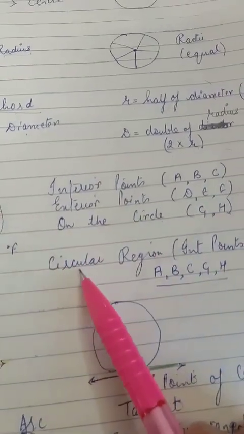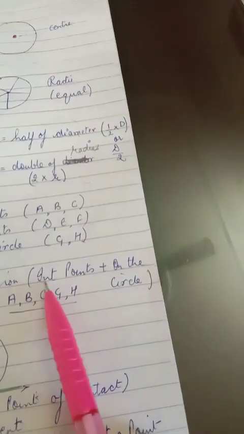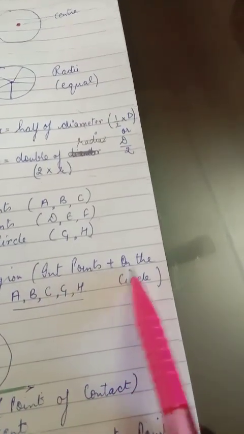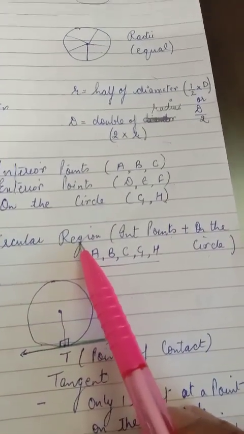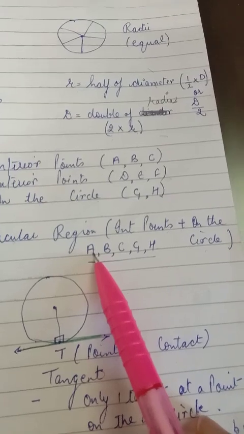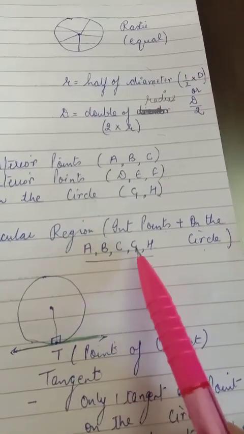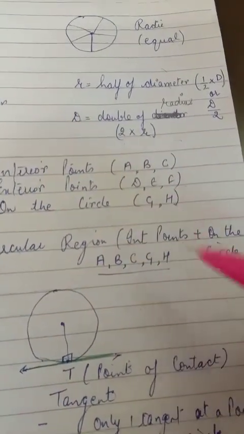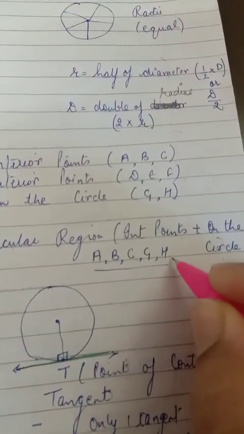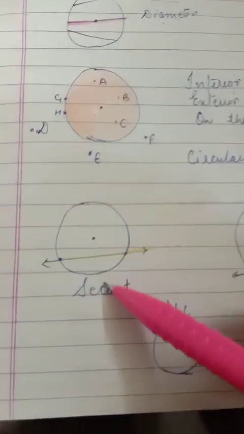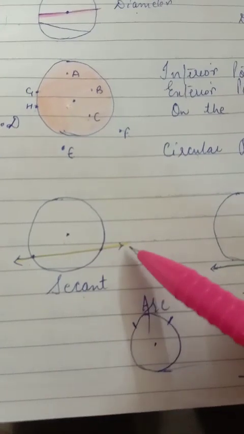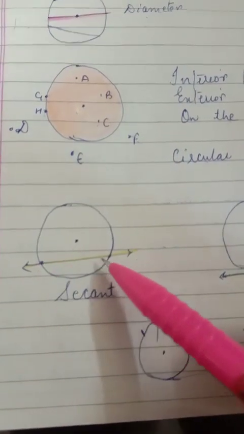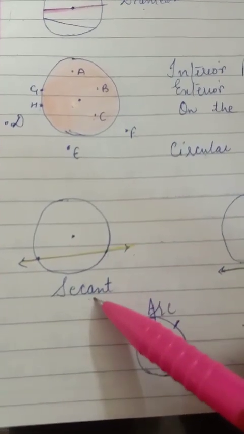Now let's talk about the circular region. All the interior points plus the points on the circle form a circular region. So the points in the circular region are A, B, C, G, H and O, because O is the center of the circle. Now coming to secant. Circle, center point. A line that passes through the circle, cutting it at two distinct points, is called a secant.